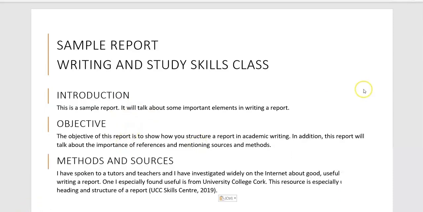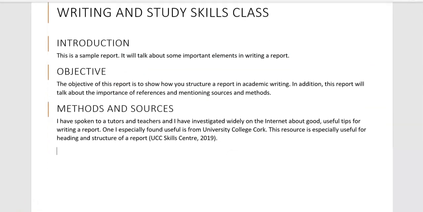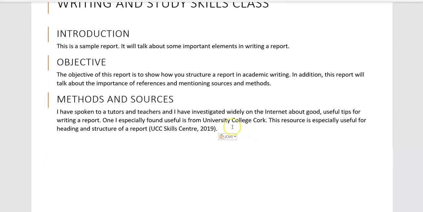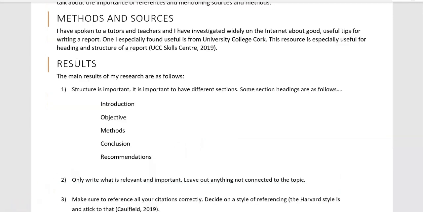So let's look at the next section. Methods and sources. So now we're into the main body of the report. This is the section that I've decided to put in, methods and sources, to describe how I researched the topic, really. Again, this is optional. It will all depend on why you're writing the report. This is one other option.